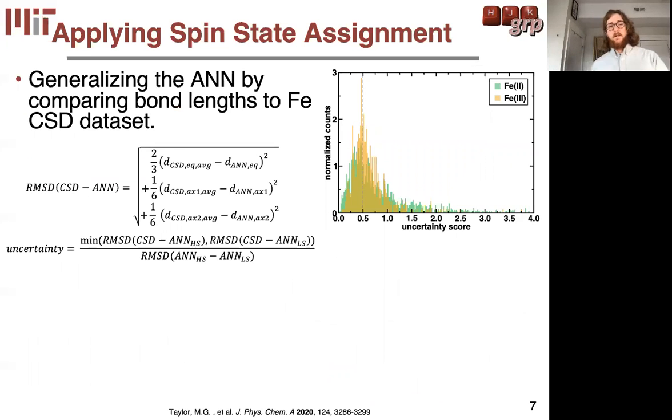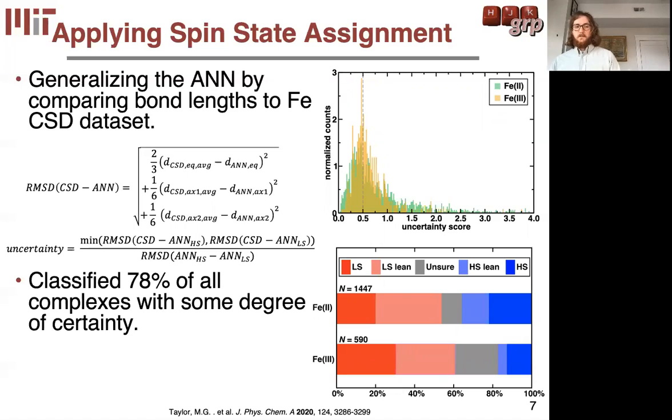So to compare the ANN and generalize it to this data set, what we did is we calculated a simple RMSD, or difference between the bond lengths that are predicted by the ANN and the actual experimental CSD bond lengths. And we weighted it by the number of bonds that are present in each, so as to get an RMSD metric. We also created a basic metric for uncertainty that would be how different is the experiment from the ANN versus how different is the high spin ANN from the low spin ANN. And if we look at the uncertainty score over this whole data set, we see that there's a nice distribution here, and there's actually a fair number of these for which we have a very low degree of uncertainty, or the complex is being predicted quite accurately by the ANN.